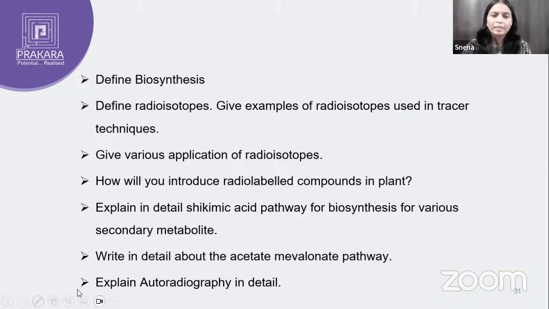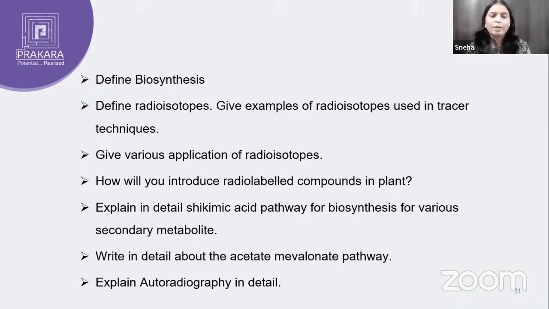The next and most important question that will always be asked is: explain the shikimic acid pathway for biosynthesis of various secondary metabolites. The shikimic acid pathway is the most important pathway and a question will always be asked on this topic. We did not study it in detail, but it is also in the syllabus. Then the acetate malonate pathway and the shikimic acid pathway are the 2 basic pathways used for biosynthesis of secondary metabolites.